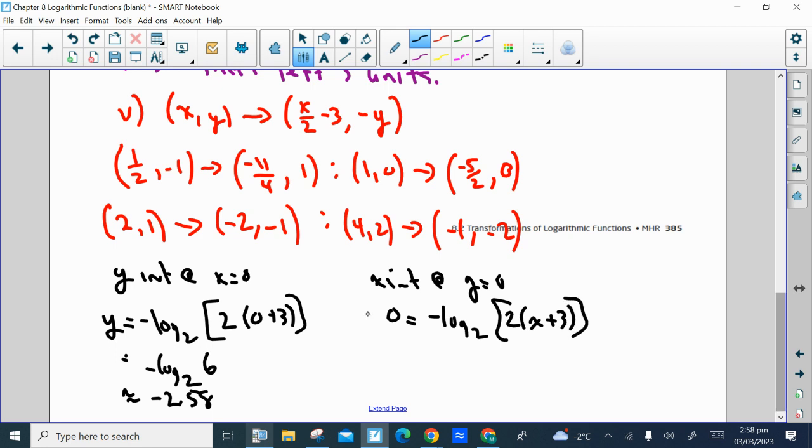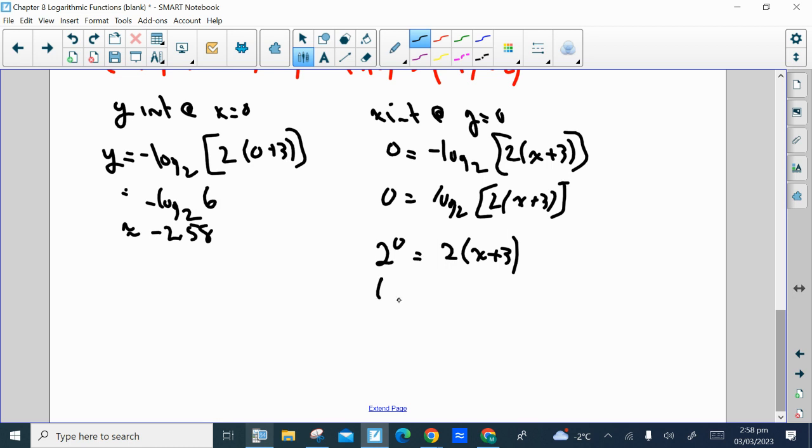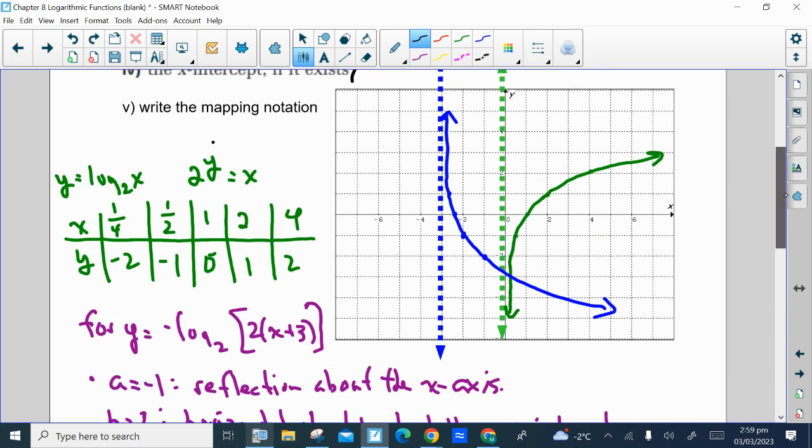So we need to solve for x here, and you can divide both sides by -1 and it won't change the left side. And now we will convert from logarithmic to exponential by starting with the base and cycling through. 2 to the 0 is 1. Divide by 2 and you'll get a half, or 0.5 equals x plus 3. And 0.5 take away 3 will be negative 2.5. So there's our x-intercept, negative 2.5, 0.